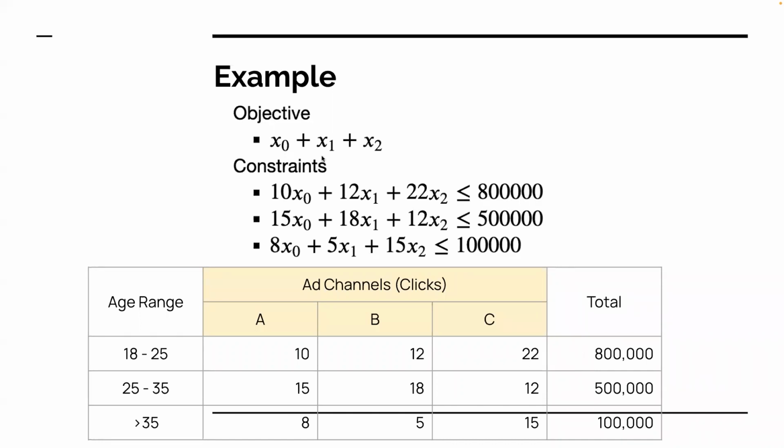So if you look at the top, what we're trying to say is that you can have quantities X0, X1, and X2 such that these three constraints are satisfied.